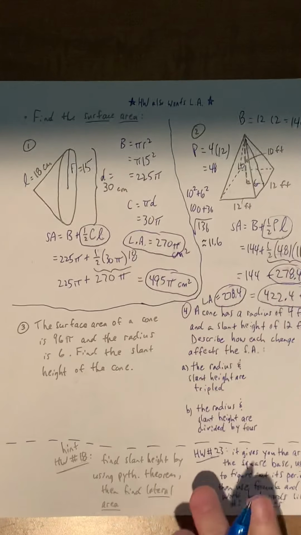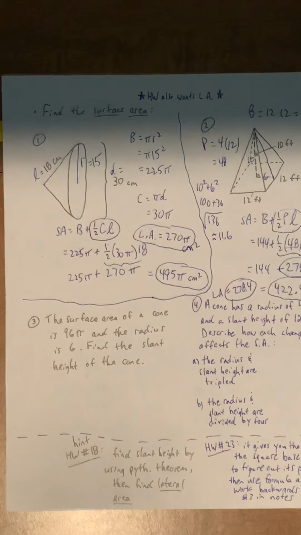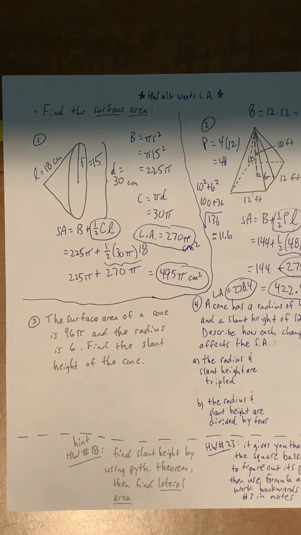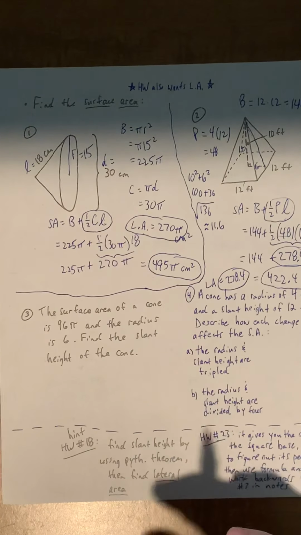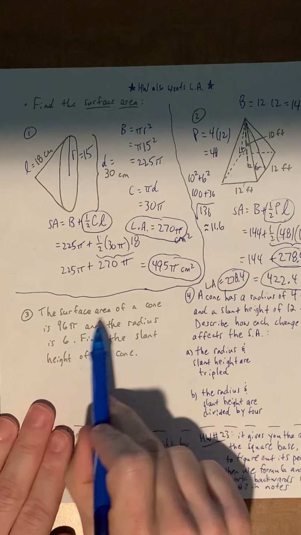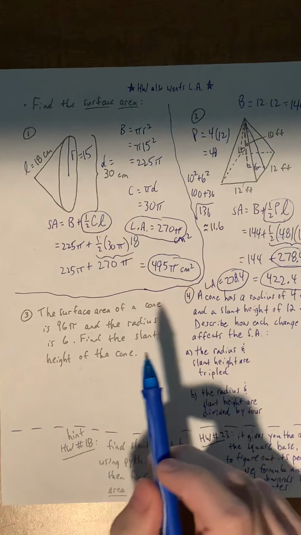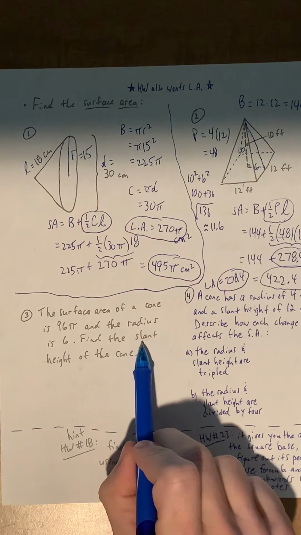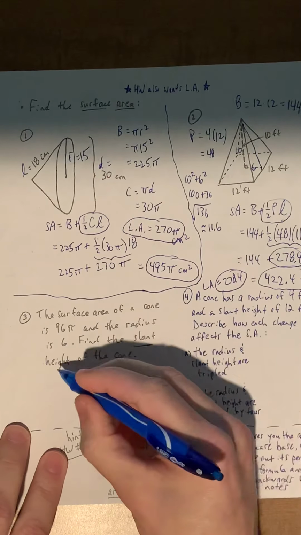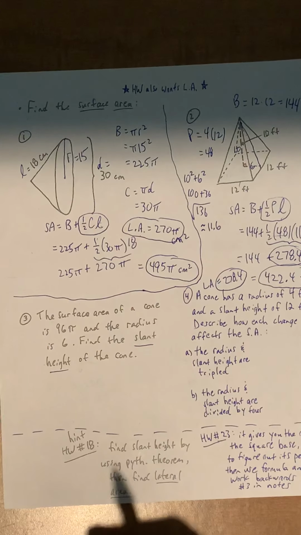All right, moving right along. In 1 and 2, we applied the formula to just simply get the surface area. Now we're going to look at using the formula for other types of problems. So number 3 says the surface area of a cone is 96 pi, and the radius is 6, and it wants us to find the slant height. So we're going to have to use our formula and work backwards a little bit here, okay?